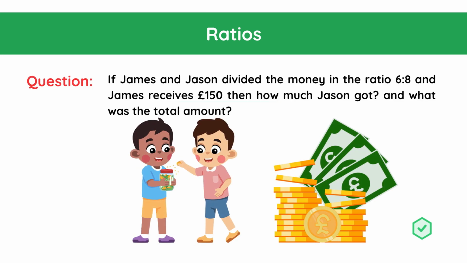James and Jason divide some money in the ratio 6:8. James gets 150 pounds. The question asks how much Jason got and what the total amount was. Now look carefully, we are not given the total amount this time. We are only given James's share, which corresponds to 6 parts of the ratio.